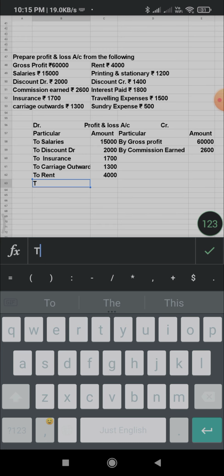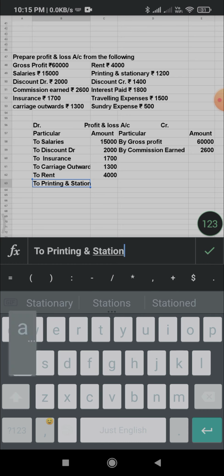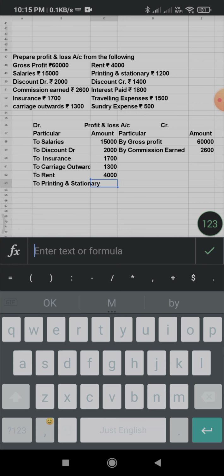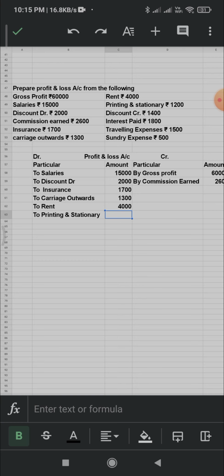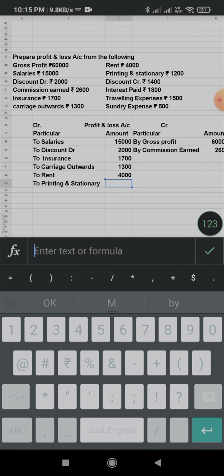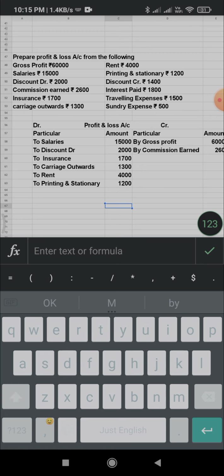Next one, printing and stationery. It is also called an expense. For the printouts, or any stationery bought for office purposes, it comes under expense. So printing and stationery we take under the profit and loss account, debit side. What is the amount here? The amount is 1200.